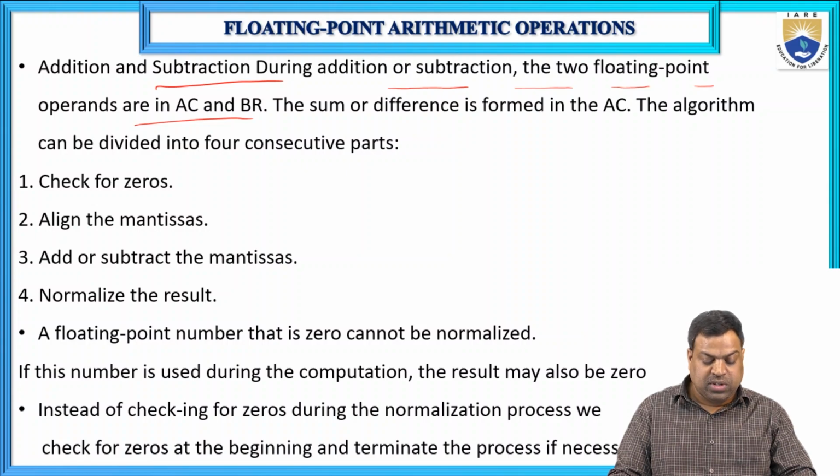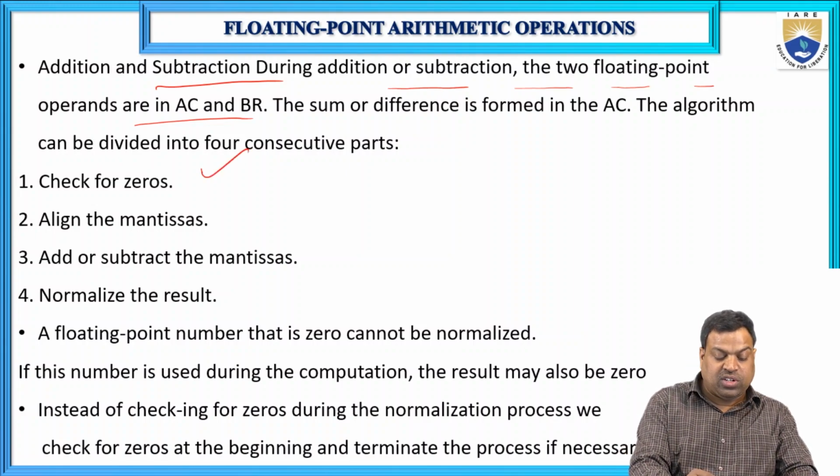A floating point number that is 0 cannot be normalized. If this number is used during the computation, the result may also be 0. Instead of checking for zeros during the normalization process, we check for zeros at the beginning and terminate the process if necessary. So we have to take one example to understand all the conditions.